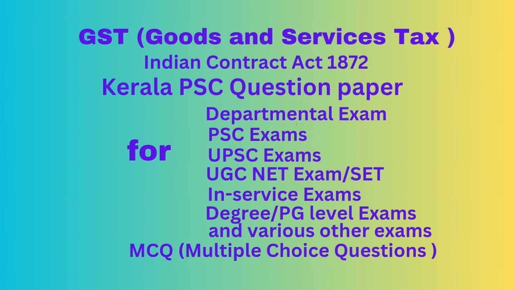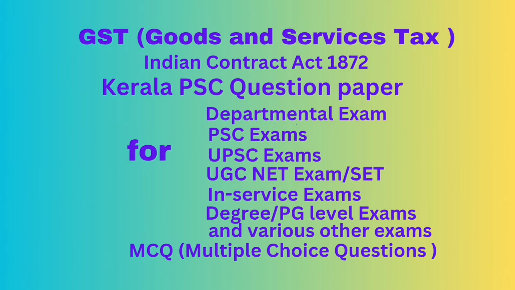Question number 41. Final return in form GSTR 10 shall be furnished: option A, within 3 months of date of cancellation. Option B, within 3 months of the date of cancellation order. Option D, A or B, whichever is later. Correct answer, option D, A or B, whichever is later. That is, within 3 months of the date of cancellation or within 3 months of the date of cancellation order, whichever is later.